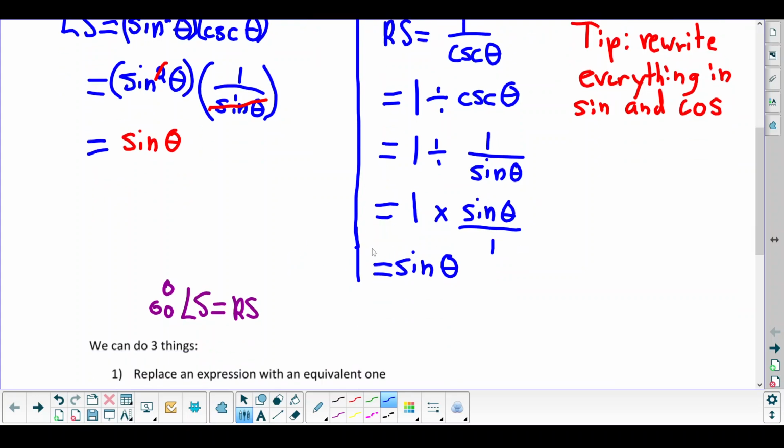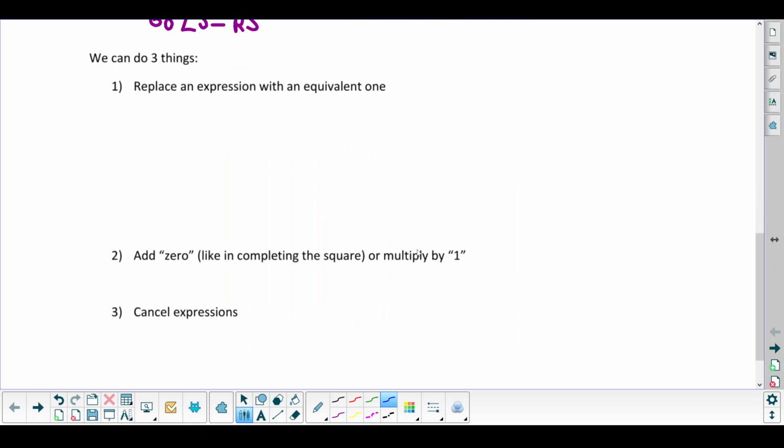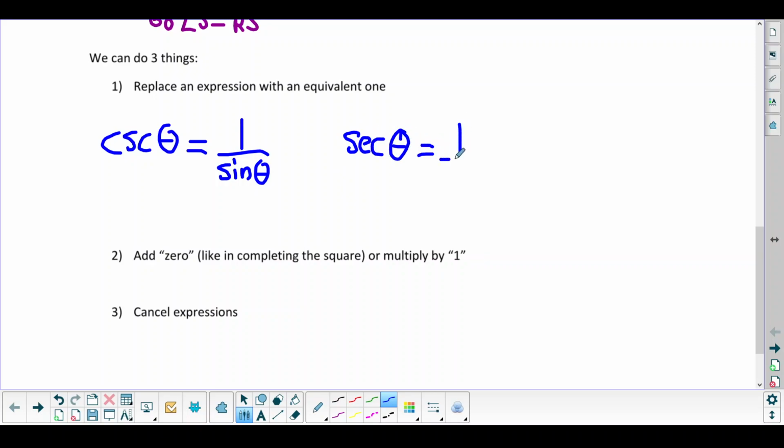Okay. So there are 3 general things we can do when we're working on these problems. The first is we can replace an expression with an equivalent one. We actually already did this, right? We said that cosecant theta is equal to 1 over sine theta. And secant theta we could also replace with 1 over cos theta. We could also do cotangent is 1 over tangent. We'll talk about tangent in a little bit though, so I'm not going to write that one down here.